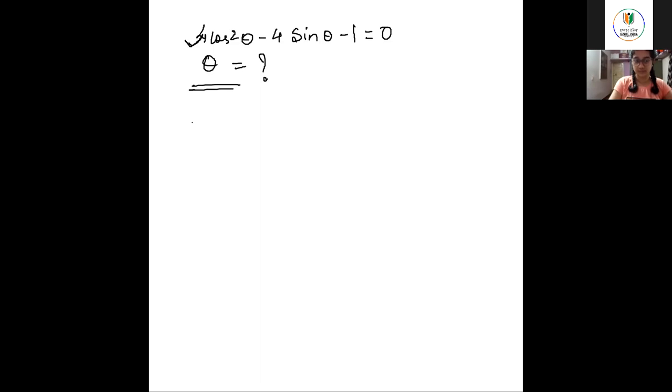Done? Yes, ma'am. Okay, how did you do it? Converted cos square theta into 1 minus sin square theta. Very good. And then solved it as a quadratic.